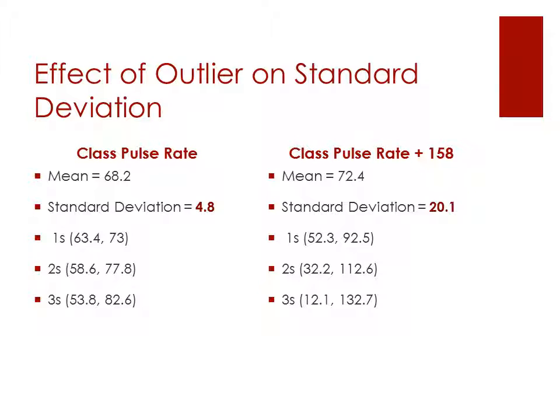Notice then when we look at the boundaries for the one standard deviation points, we can see that for the second set where we have the 158 added in, they're much wider. We see that all the way down for each level of the standard deviations, from 1 standard deviation, 2 standard deviations, and 3 standard deviations.